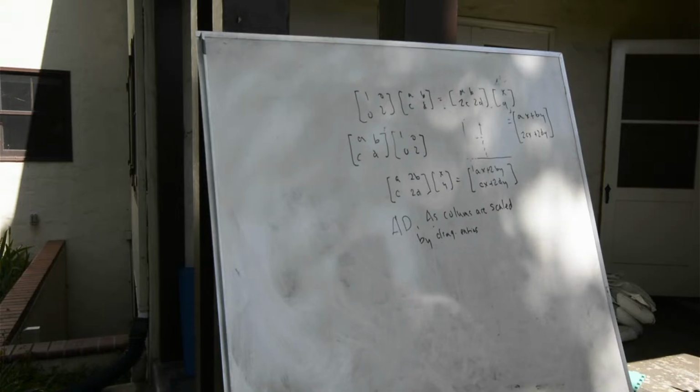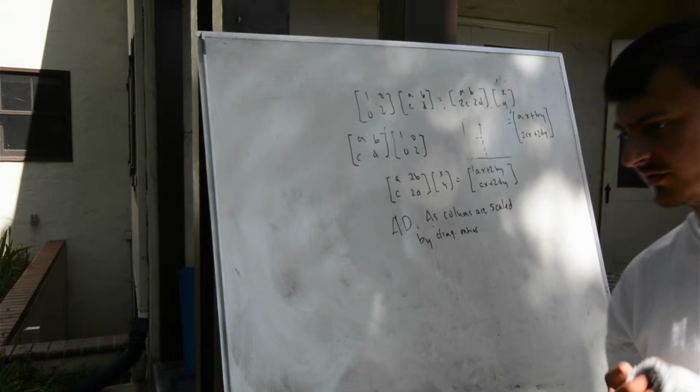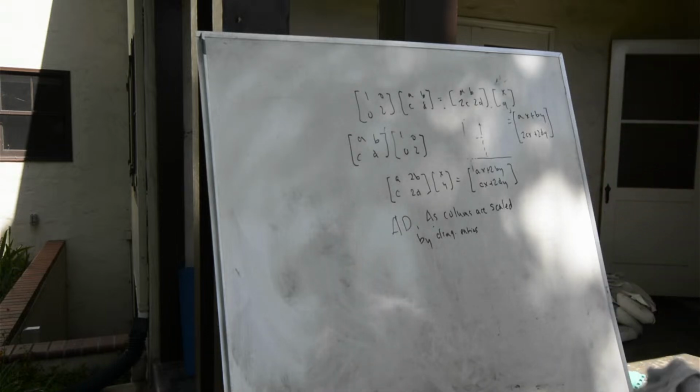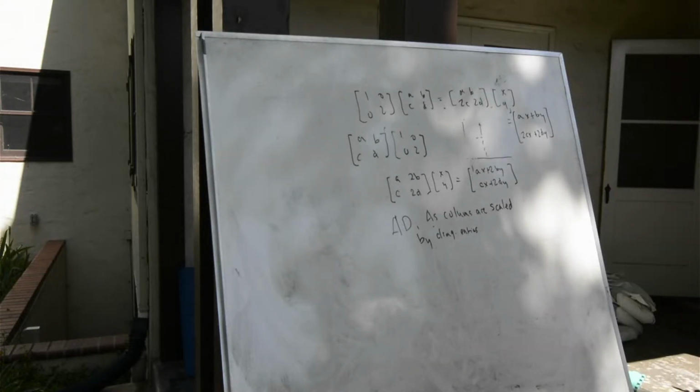Okay, so I think we answered the first part of the question, which is explain how the columns or rows of A change when A is multiplied by D on the left or the right. Basically, if D is on the left, then A's rows are scaled. But if D is on the right, then A's columns are scaled.